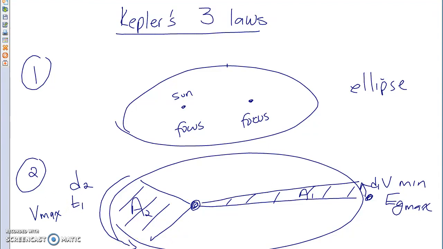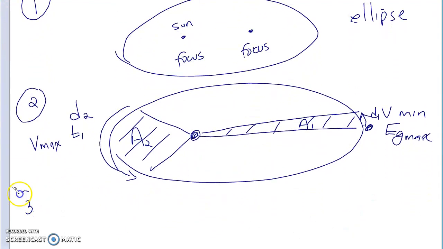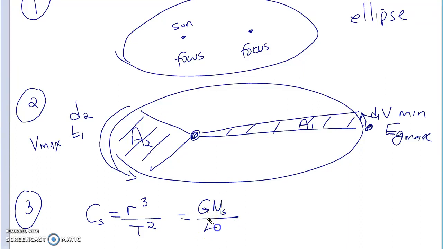And the last thing that we looked at, for Kepler's third law, was that we said the constant of the sun, Cs, equals R cubed divided by T squared, and of course R is in meters cubed and T is in seconds squared, which is also equal to big G, mass of the sun, divided by 4 pi squared. So this was Kepler's third law, and this is the constant of the sun. So this is what we did yesterday.